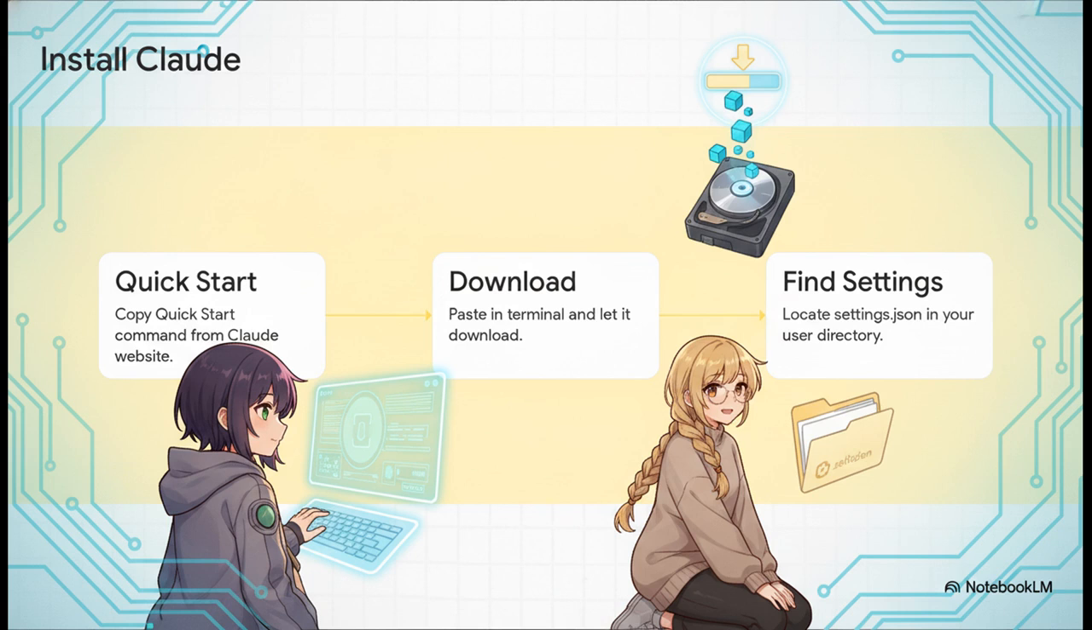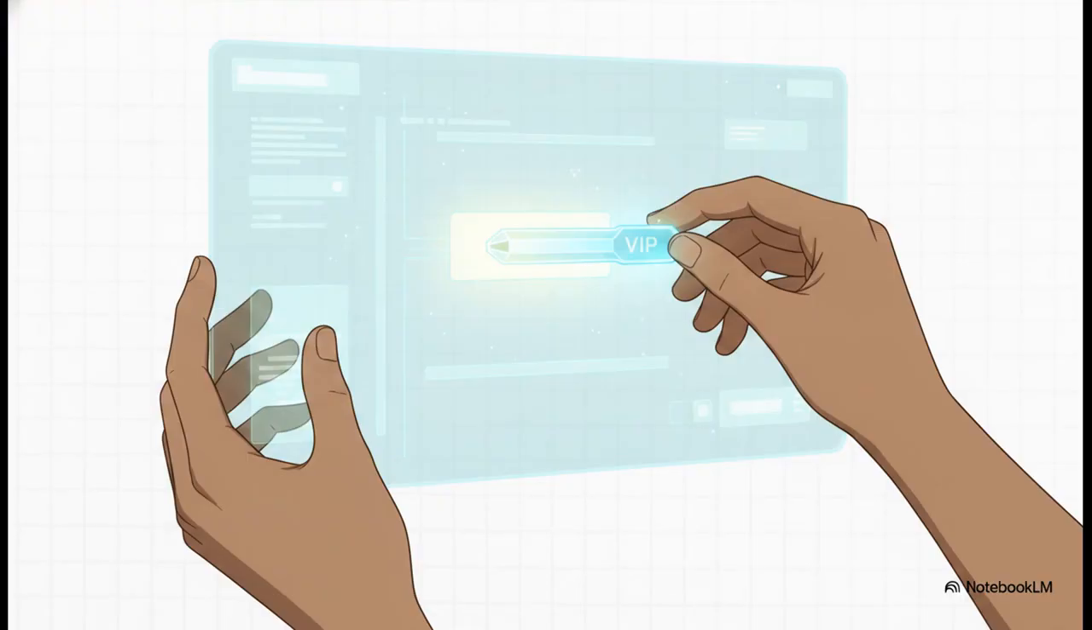Once that finishes, the system creates a tiny hidden settings file on your computer. You just need to navigate to your main user folder, look for a folder named .claude, and inside that you'll find a file called settings.json. Now, don't let the word JSON intimidate you. A JSON file is literally just a plain text document. You can open it with Notepad or any basic text editor.